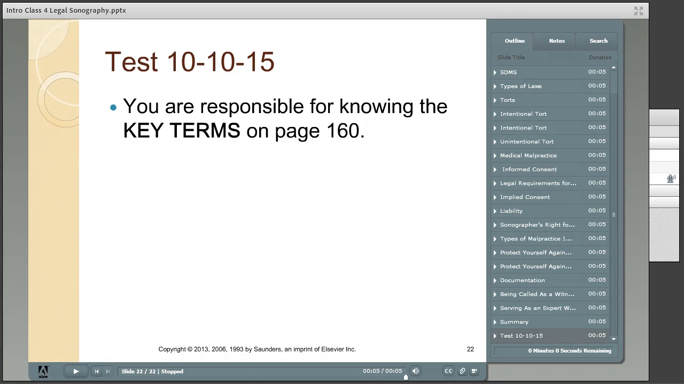I just wanted to touch lightly upon implied consent. Most sonographers really would not have to deal with that type of a situation, but it's a consent that is understood from the circumstances surrounding the procedure.